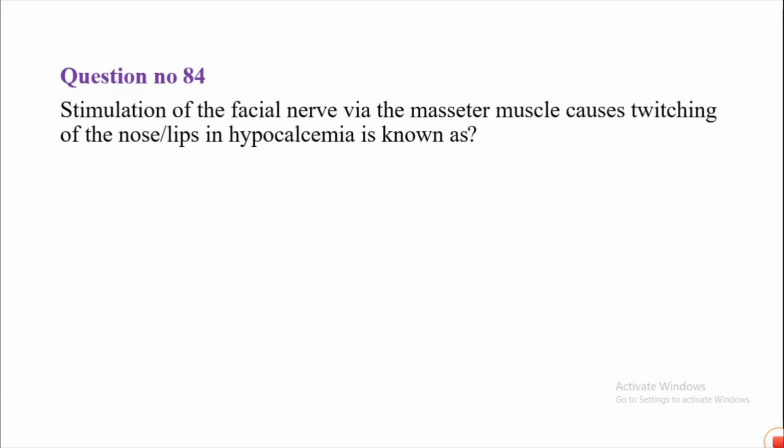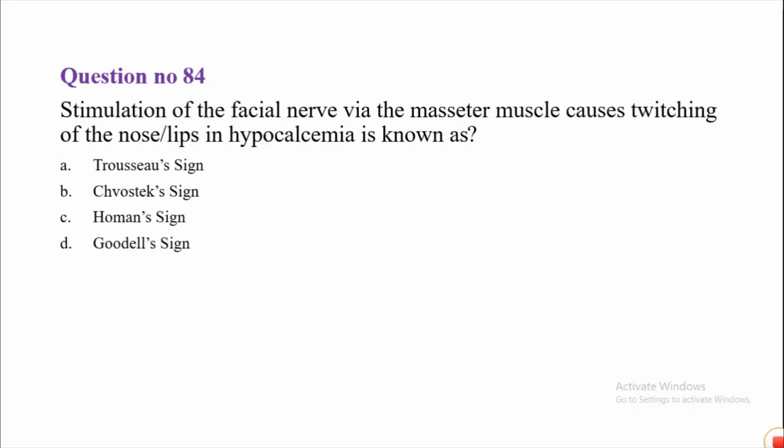Question number 84. Stimulation of the facial nerve via the masseter muscle causes twitching of the nose and lips in hypocalcemia, known as. The options are number A, Trousseau sign, number B, Chvostek sign, number C, Homan sign, number D, Goodell sign.